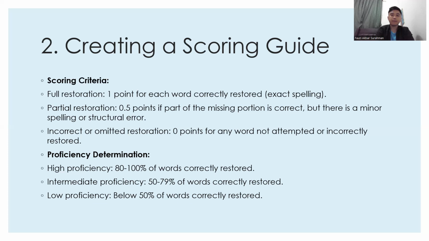Proficiency determination. High proficiency: 80 to 100% of words correctly restored. Intermediate proficiency: 50 to 79% of words correctly restored. Low proficiency: below 50% of words correctly restored.